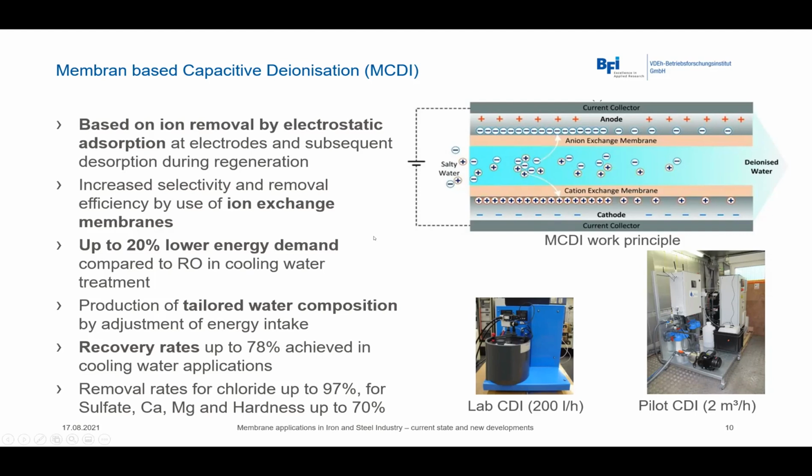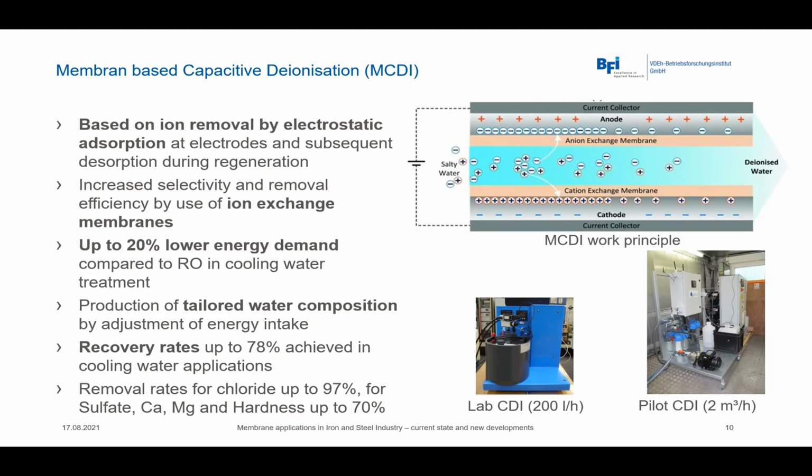What we saw in the field trials at the steel sites, where we made a comparison over 3 months, is that the MCDI achieved a 20% lower energy demand. One advantage of the MCDI is that you can adjust the water quality you would like to produce. The achieved water quality depends on the amount of energy you put in. If you have a high quality water demand, you have to put in a lot of energy. If you have a medium one, you can just reduce it. And if it changes, you can adapt it as you like.